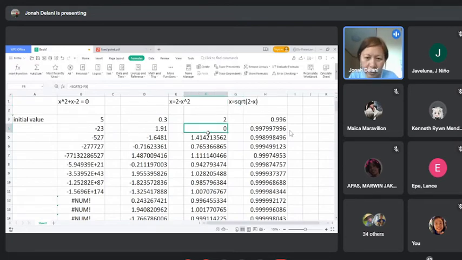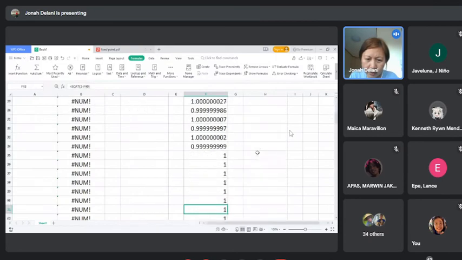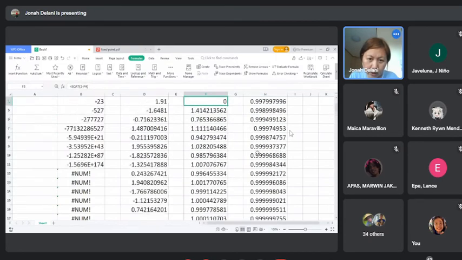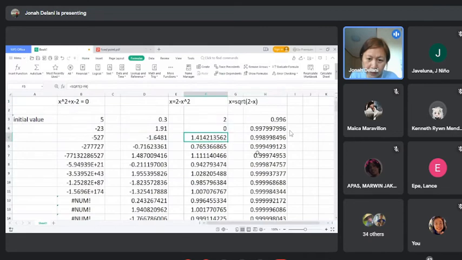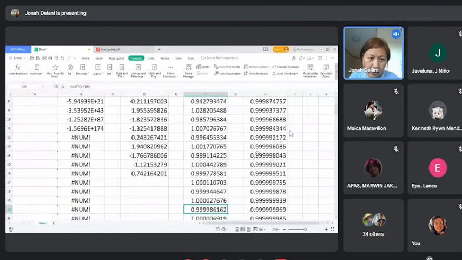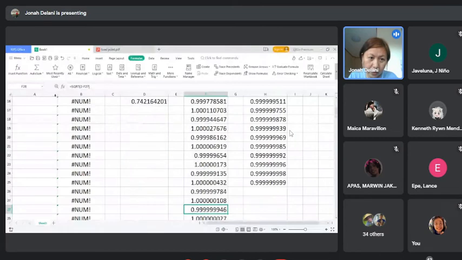This is what I did here. Notice, square root of 2 minus x, and then I copied it. If I have 2 as my initial value, notice, there is potential for a limit. If I use this formula repeatedly, square root of 2 minus x, again and again.